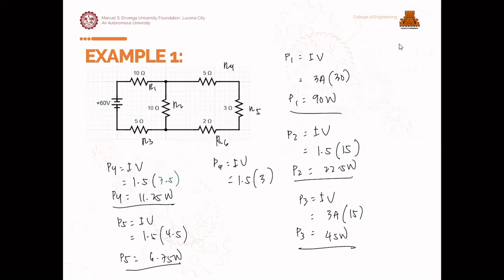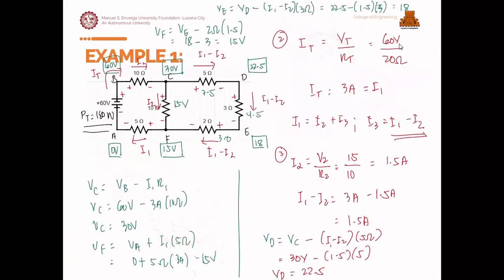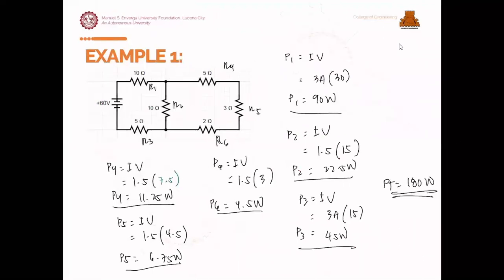Okay, 3 volts. So P6 natin will be 4.5. Okay. So pag-add din natin, 90 plus 22.5 plus 45 plus 11.25 plus 6.75 and 4.5. So we have a total of 180 watts, which is the same as the one we calculated dun sa total natin for battery. Okay? So this is how you solve yung mga combined circuit natin.